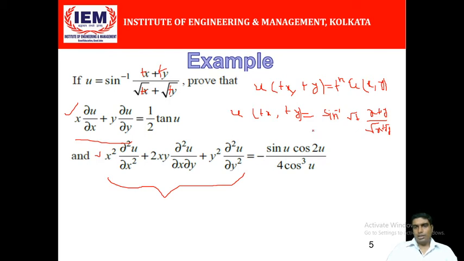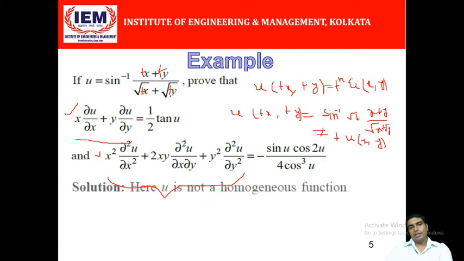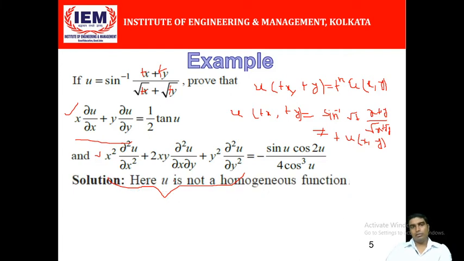So this is not equal to t to the power something times u of x, y, because you cannot take this root 2 outside the sine inverse. Root 2 is inside the sine inverse, and u is sine inverse of this function. So u is not a homogeneous function. The conclusion is that u is not a homogeneous function, so we cannot apply the Euler theorem directly on u.